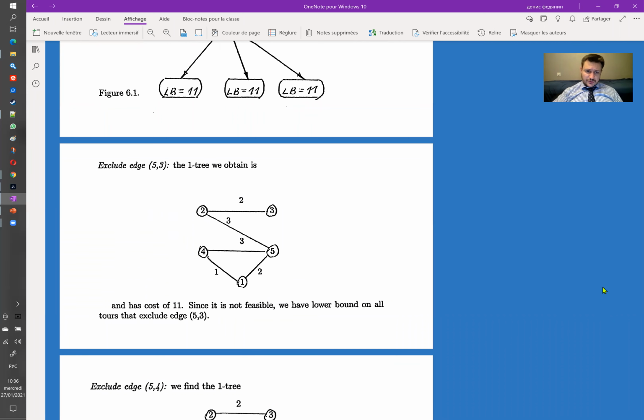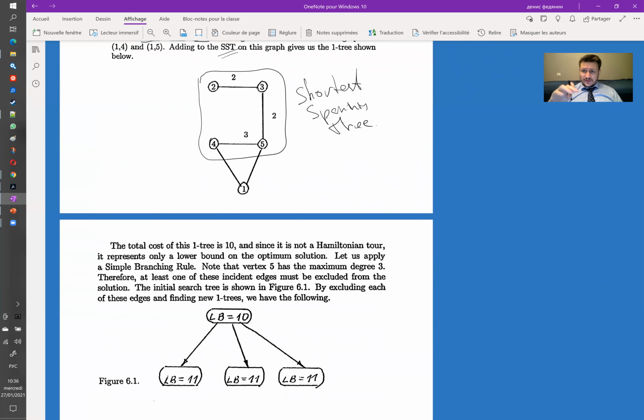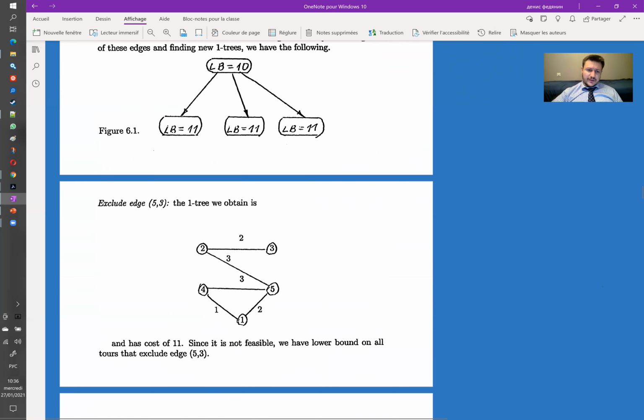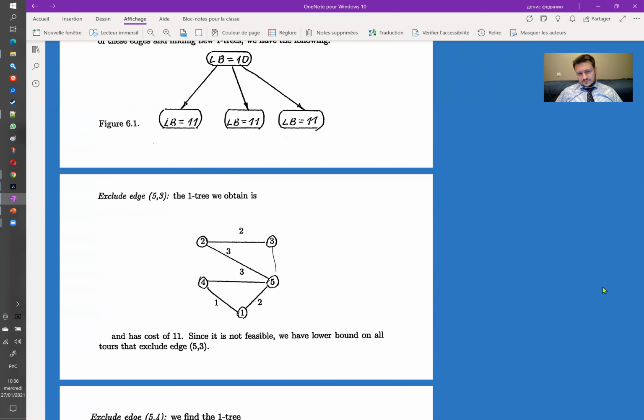We are trying to exclude edges one by one to check these problems. So we exclude this one and try to solve the MST problem here. It is easy to see that the solution will be 4, 5, 5, 2, 2, 3. This one, we had 2 here, and if we exclude it, we have 3. And the cost is 11.